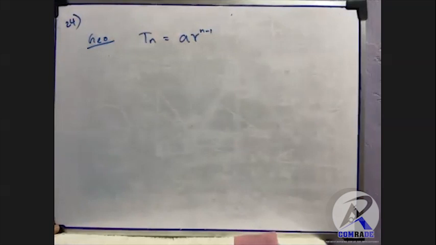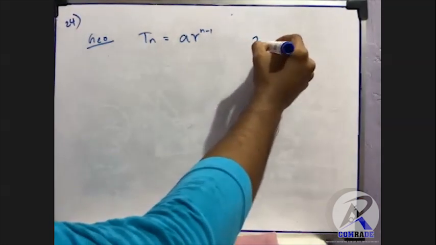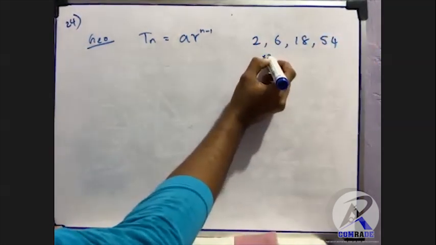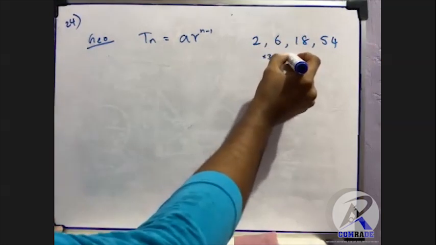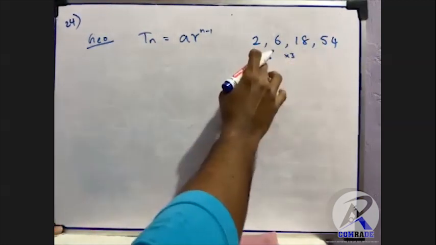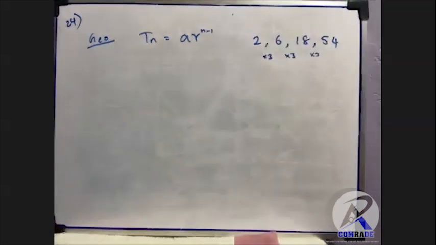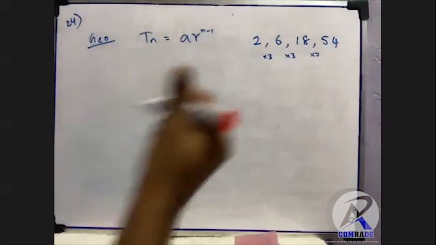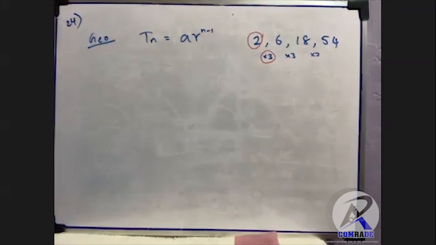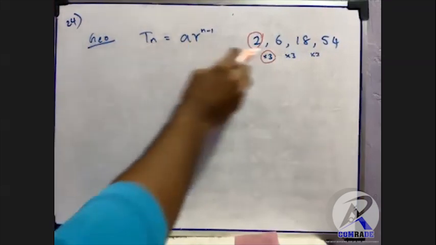This is used to find the nth term. Think of it like 2, 6, 18, 54: 2 into 3 is 6, 6 into 3 is 18, 18 into 3 is 54. This is geometric, not arithmetic. Arithmetic means plus, plus, plus; here it is multiplied by the same number each time, into 3, into 3. In here the common ratio is 3 and the first term is 2. You get it? If I want to find the third term, I put it into this formula so I can find it.